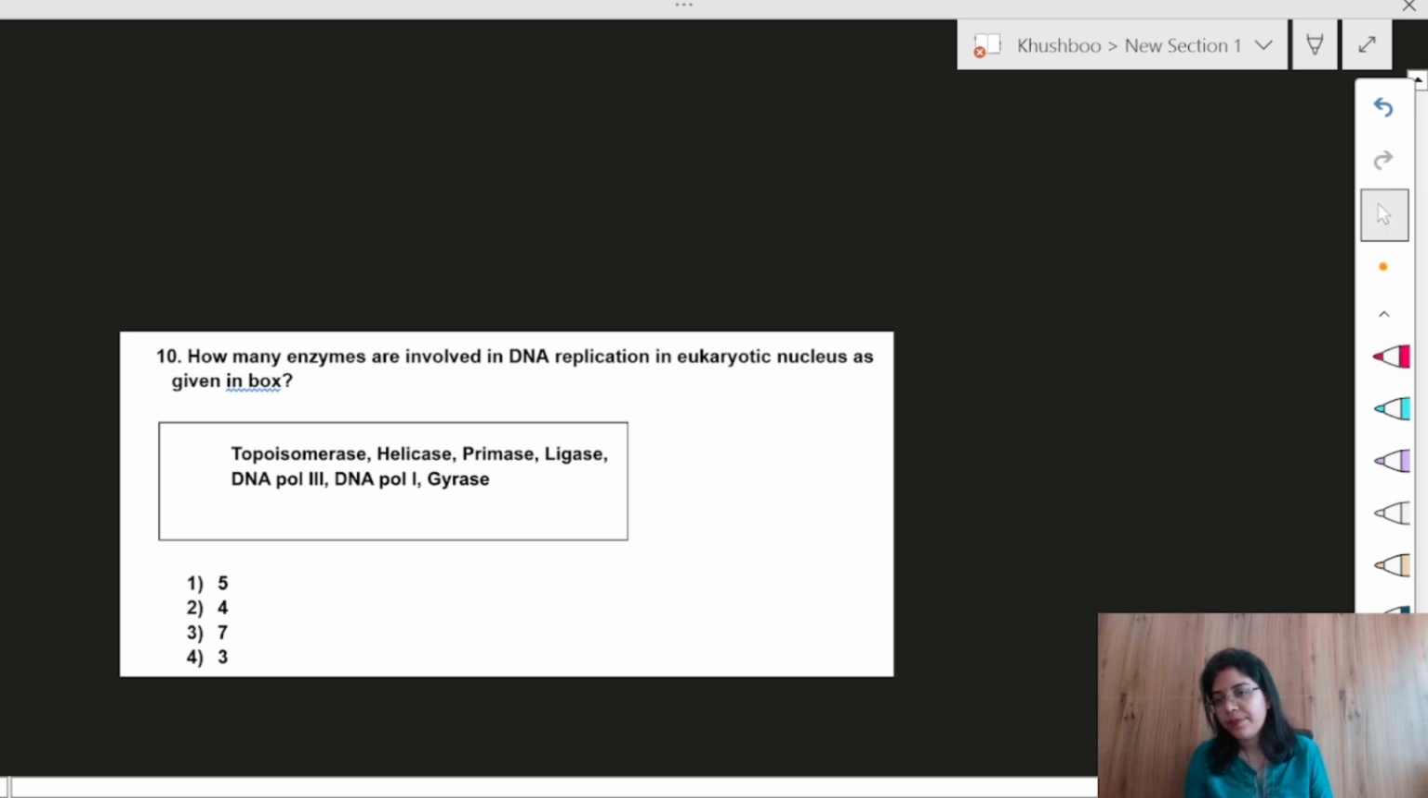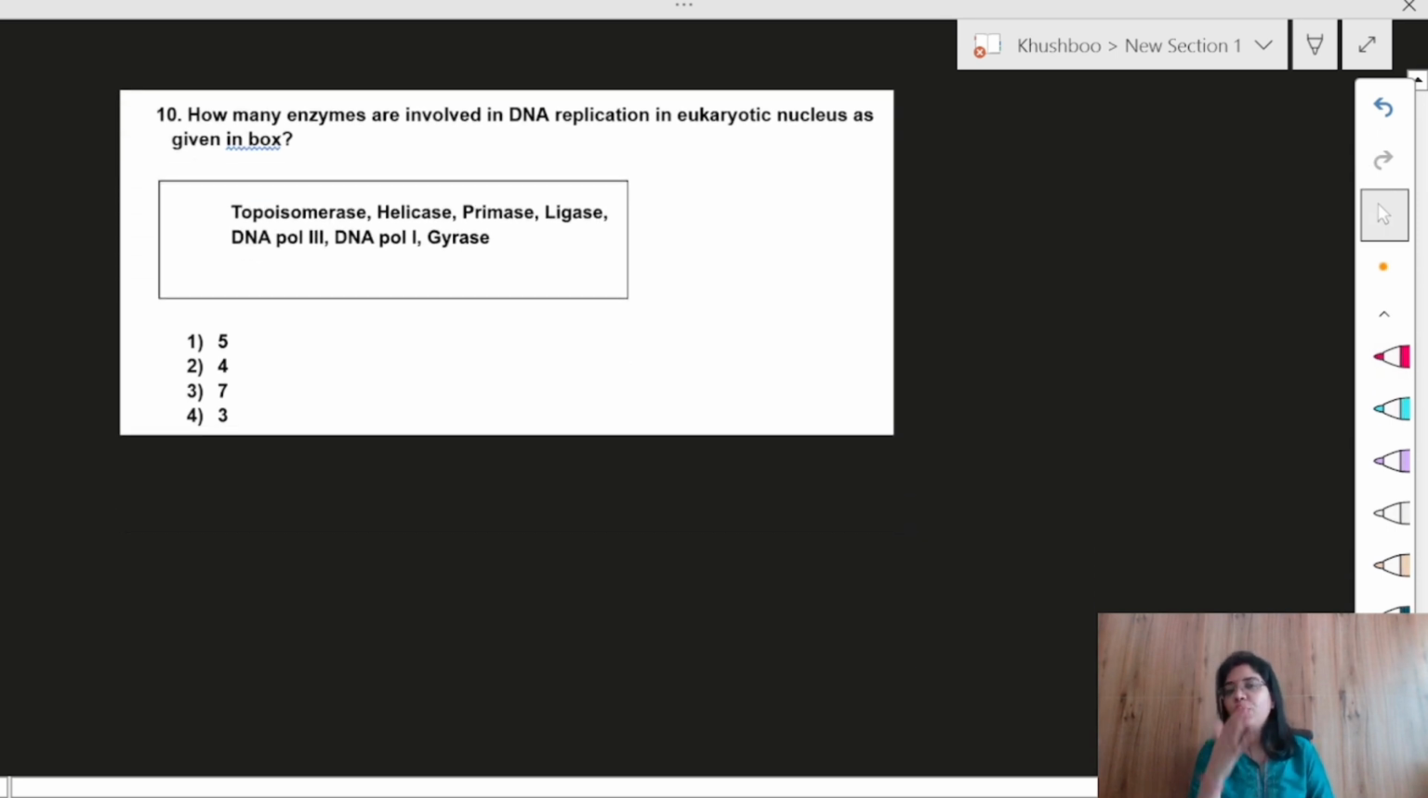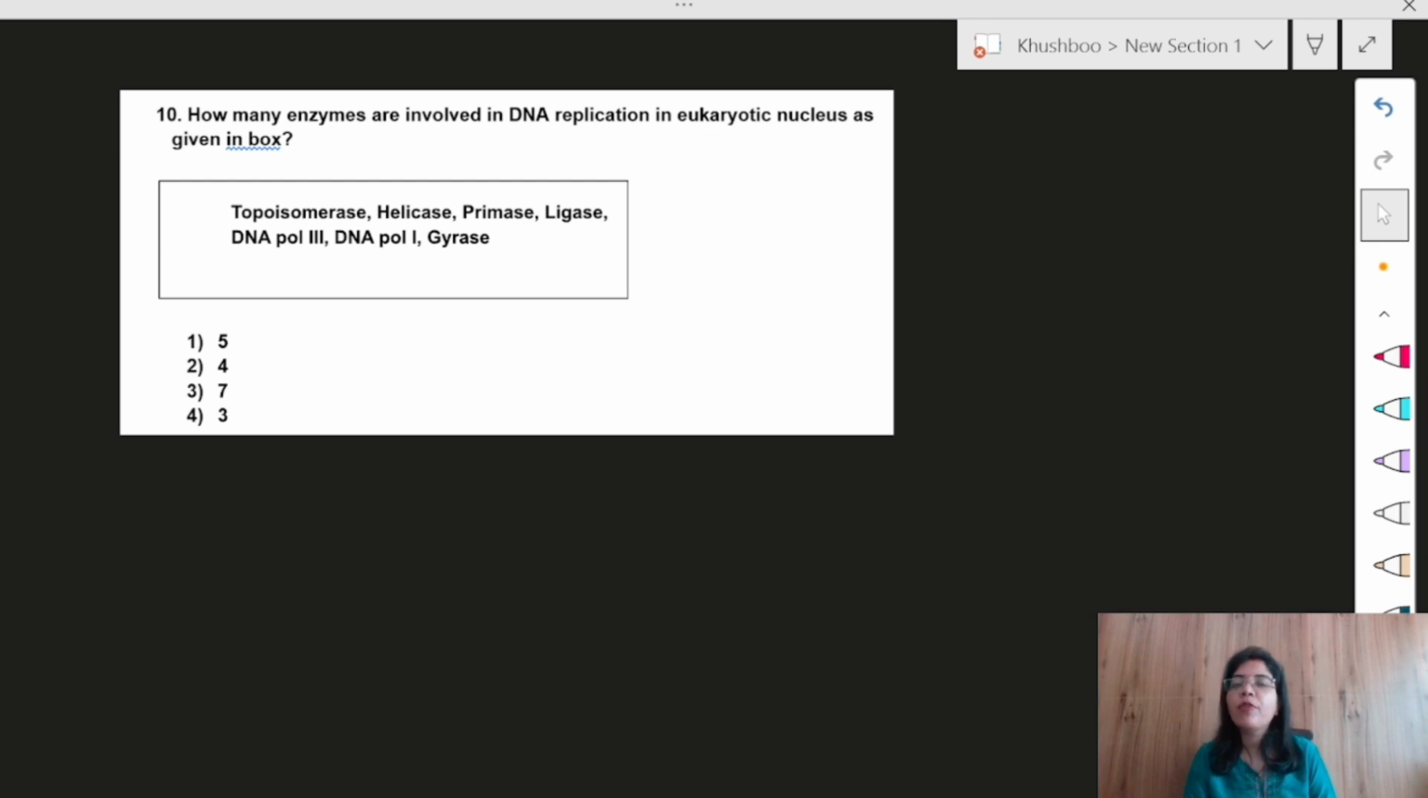And now this question number 10, again you can see this is a little bit out of NCERT, but it's fine. We have to prepare for the worst also, right? Because we don't know what they will ask. So how many enzymes are involved in DNA replication in the eukaryotic nucleus as given in the box?